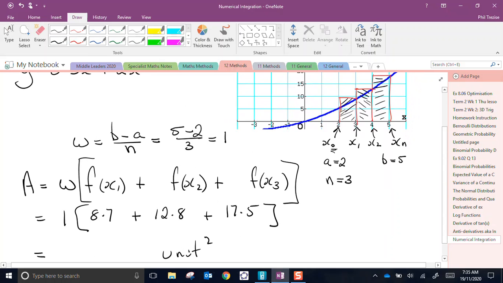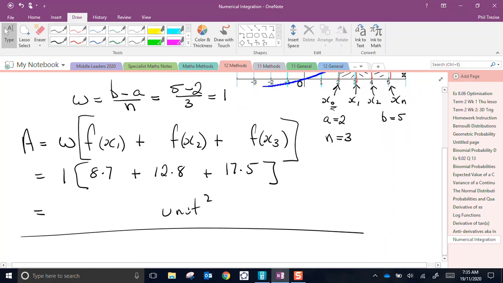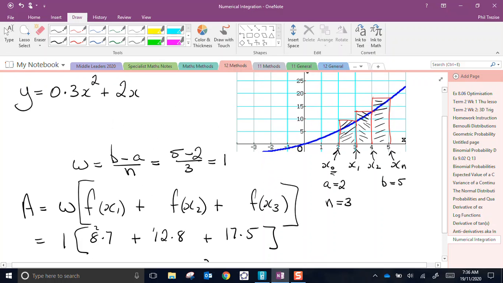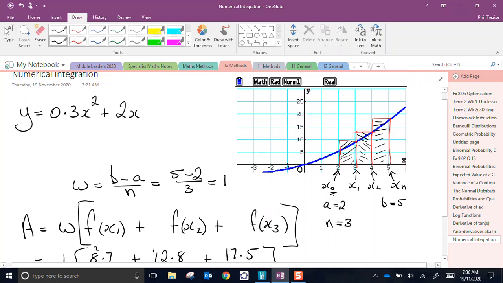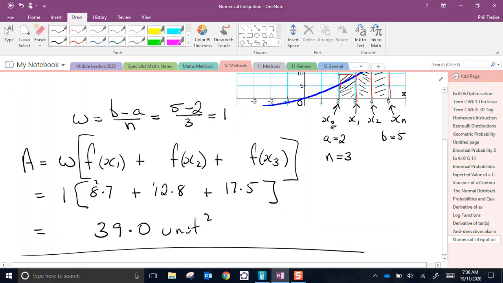So when we add those up, what are we going to get? Well, let's see. 7 and 8 are 15, plus another 7 is 22. Carry the 2. 2 and 8 are 10, plus 2 is 12, plus 7 is 19. Carry the 1. 1 and 1 is 3. So I have 39.0 square units. Somewhat larger than the answer I got last time. Not unexpected at all, because each of these rectangles is a little bit taller than the blue line. So the area underneath that curve is a bit less than 39.